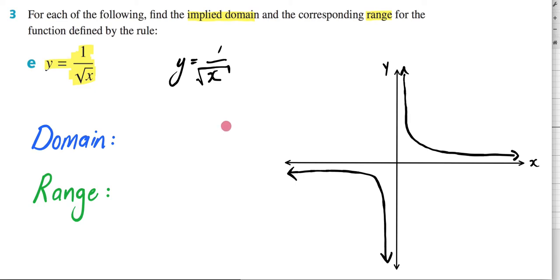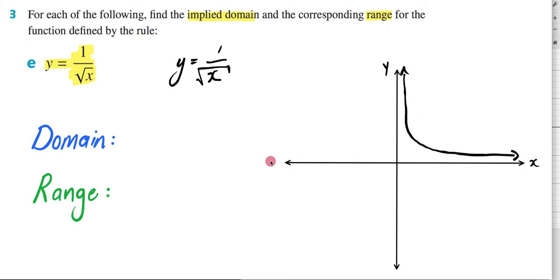Well, what do we know about square roots? We know that you cannot square root a negative number. So that means that right here, x cannot be a negative number, which means when we come to our graph, this is going to go away because I can't square root a negative number, which means what I'm left with is just this part right here.